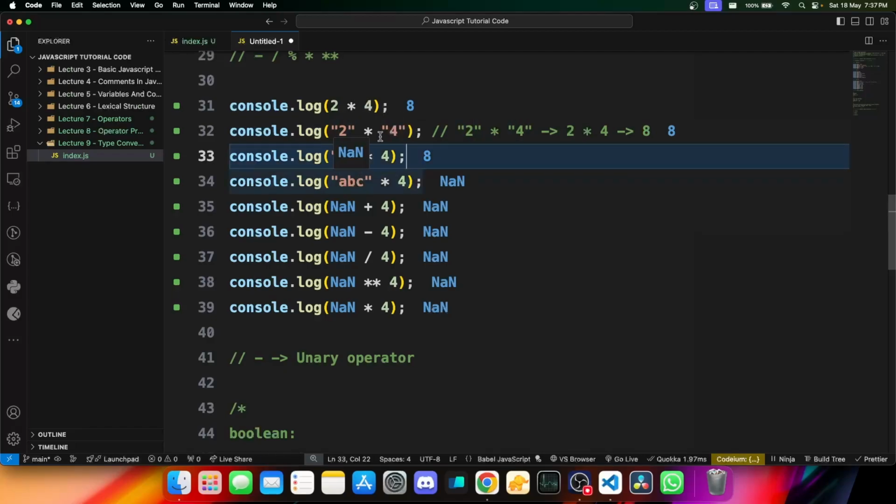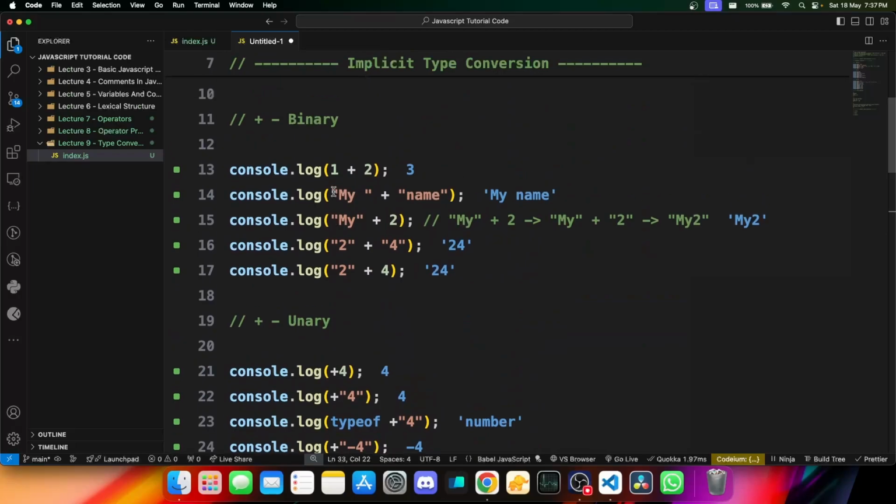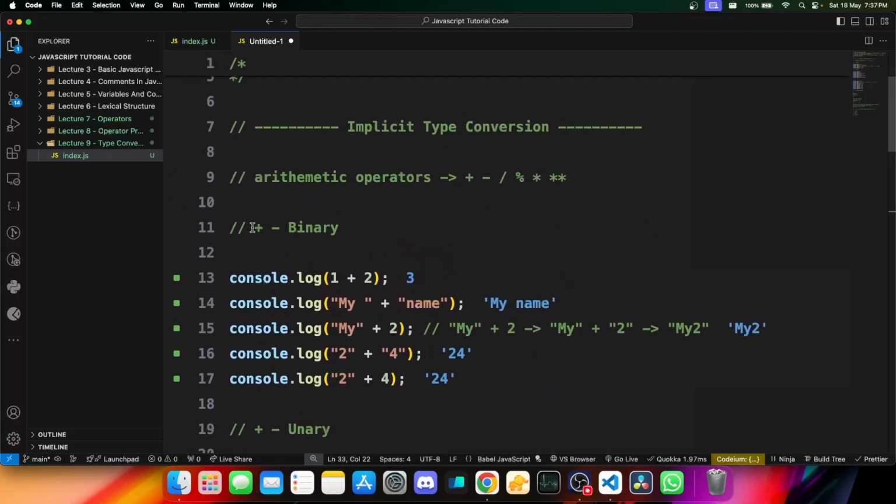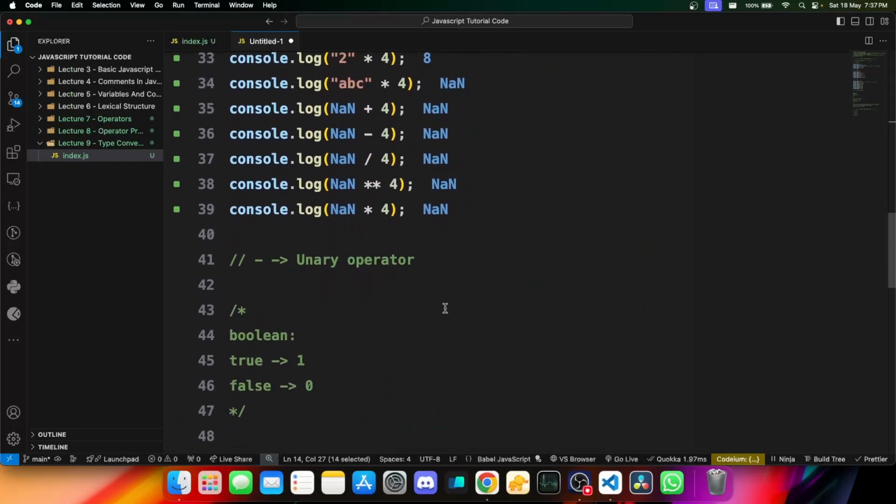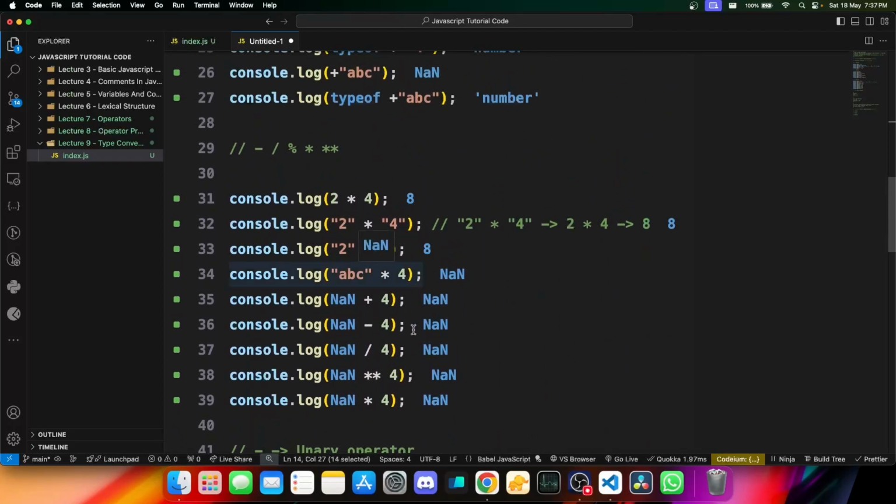Okay, because see, plus has two use cases. One is arithmetic and one is string case. So that's why it was able to survive without converting a string into a number. But multiplication, division, subtraction, exponentiation can't survive with the string, and so they have to convert it into a number to get the operation done.